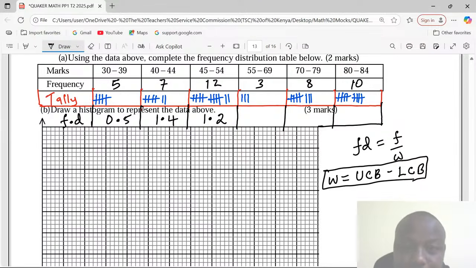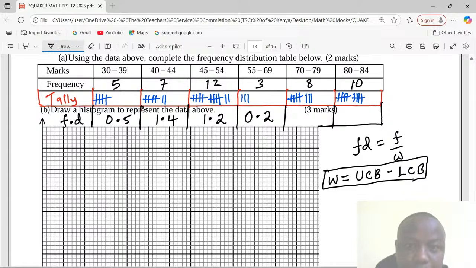We are now going to take 69.5 minus 54.5. This is giving us a class interval of 15. So 3 over 15 is 0.2. Frequency divided by class length. Let us master this. Frequency divided by class length.